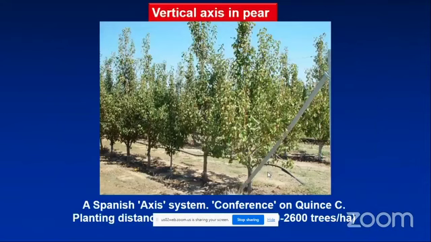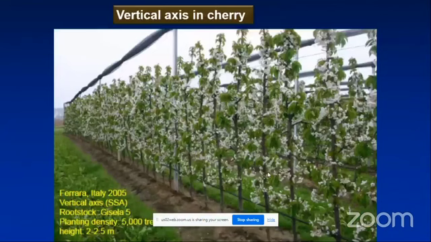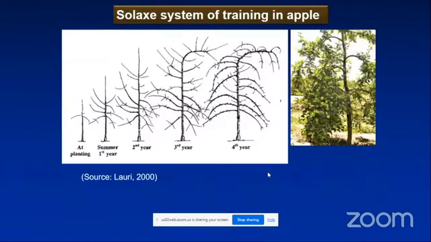And then this vertical axis in case of pear, we can go for on the Conference variety on Quince C. Vertical axis in case of cherry, very good system. This depends upon how training, pruning, and structure formation is done, and the light interception and light distribution.